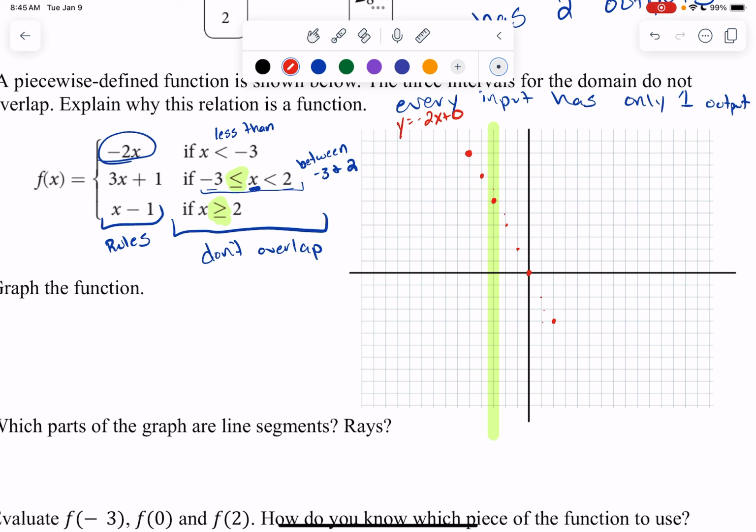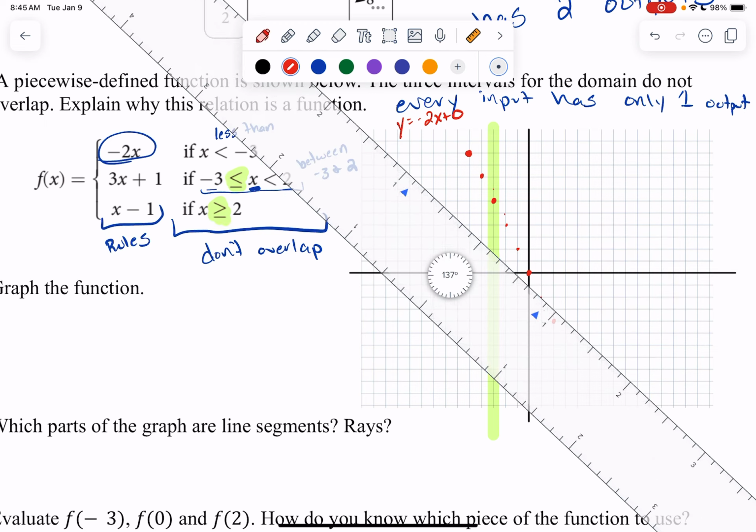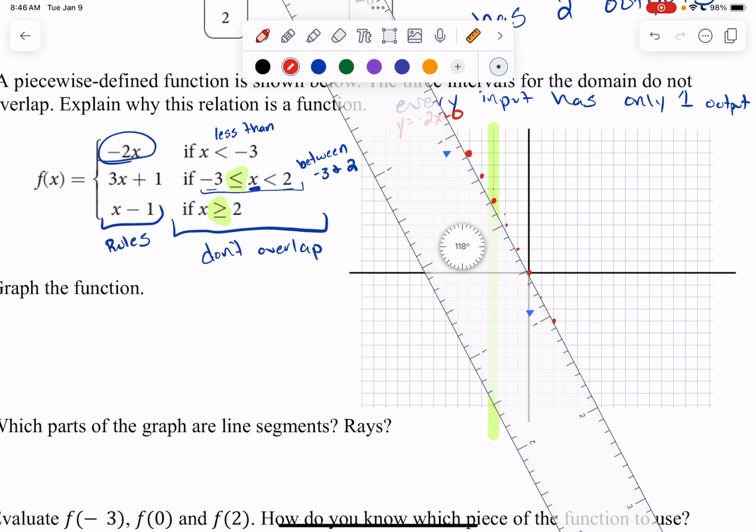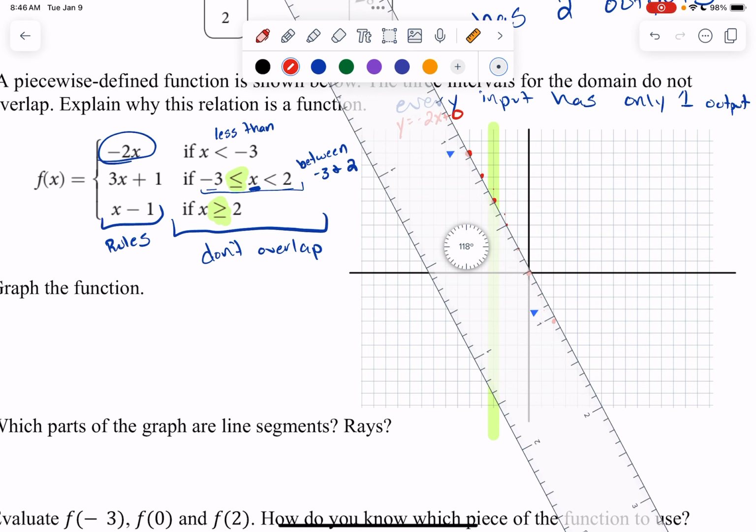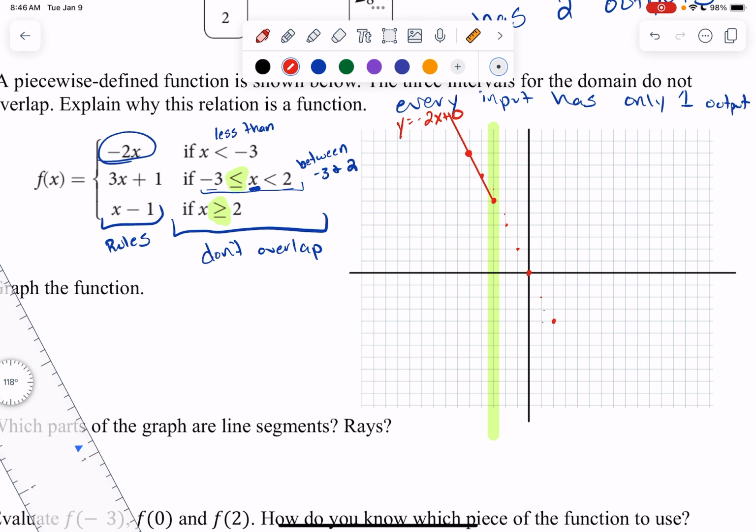Okay, grab my ruler. We're going to put it on there. But again, we're only graphing this on this side. There's my arrow. There's my negative 2x. Now, of course, this is a strictly less than, so I need an open dot here. Because when x equals negative 3, I use this equation. So in between negative 3 and 2.